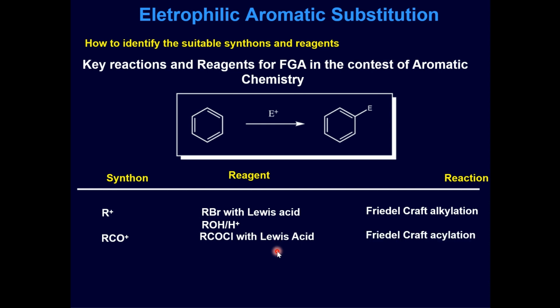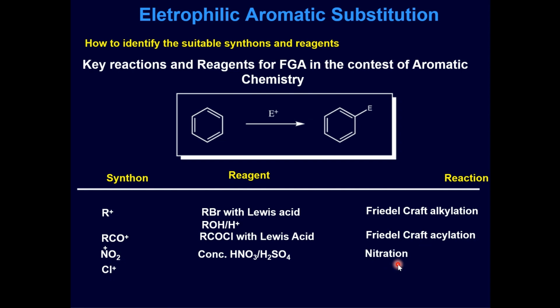And this reaction is called Friedel-Crafts acylation. If I want NO2 plus to be added, for this synthon, the reagent used is concentrated nitric and sulfuric acid. Nitric acid and sulfuric acid react to generate the nitronium ion, and the nitronium ion reacts with the benzene ring system, and this reaction is called nitration of benzene.